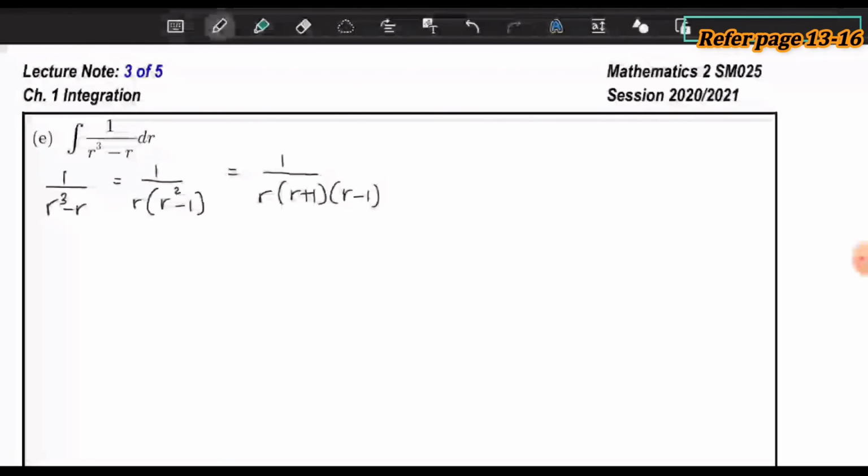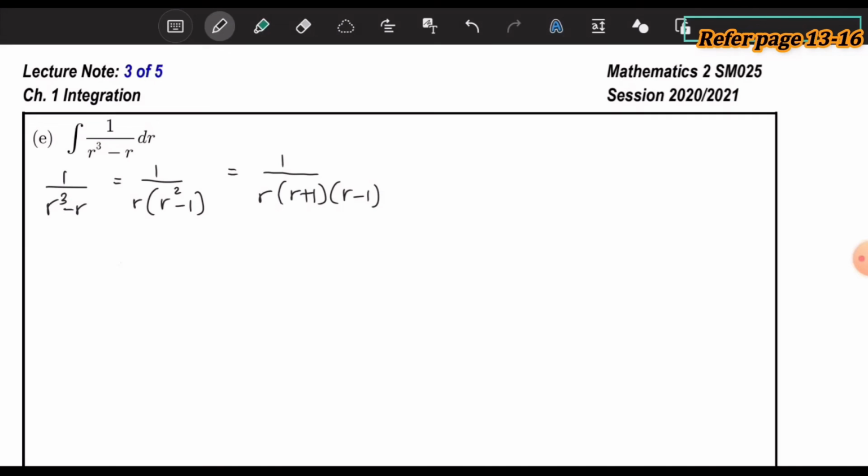Tadi saya dah cakap dah, walaupun dia tu kuadratik, tapi kita kena reduce kepada linear. Kalau tak dapat factorize, barulah kita terpaksa guna kuadratik. Selagi boleh guna linear, gunalah linear factor.